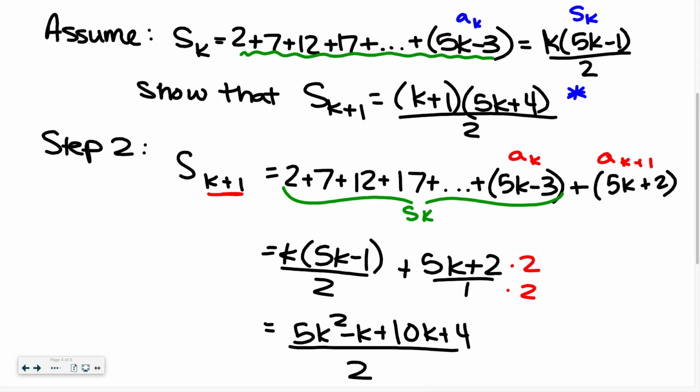But I still have that extra term because this would only be the sum of k terms, and I want that sum of k plus 1. So I have to add the k plus 1 term. Good question. Anything else?